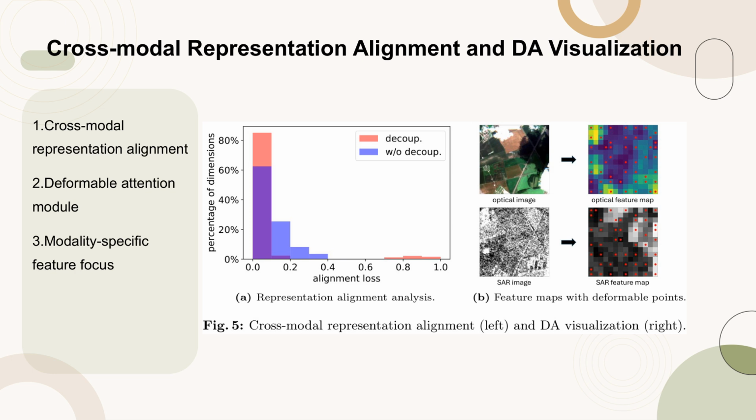The DA visualization, specifically in Part B, demonstrates the deformable points learned by the deformable attention module. These points highlight how each modality focuses on different aspects of the scene. Optical images learn to ignore clouds, while SAR images pay more attention to cloud regions as radar signals can penetrate them. This visualization also notes that the deformable points are more spread out compared to natural vision, due to the nature of satellite imagery and the constraints of the residual connection.